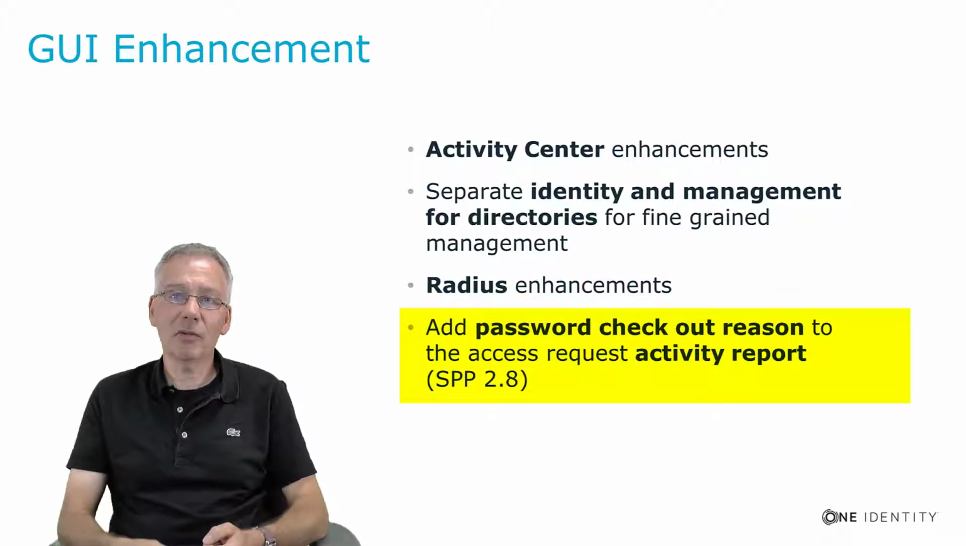And the last thing I want to talk about is the activity report. Now the reason for a password checkout is included in that report as well. It was not present in the older version, so now the auditor can easily check why the password was released in the report that is generated.